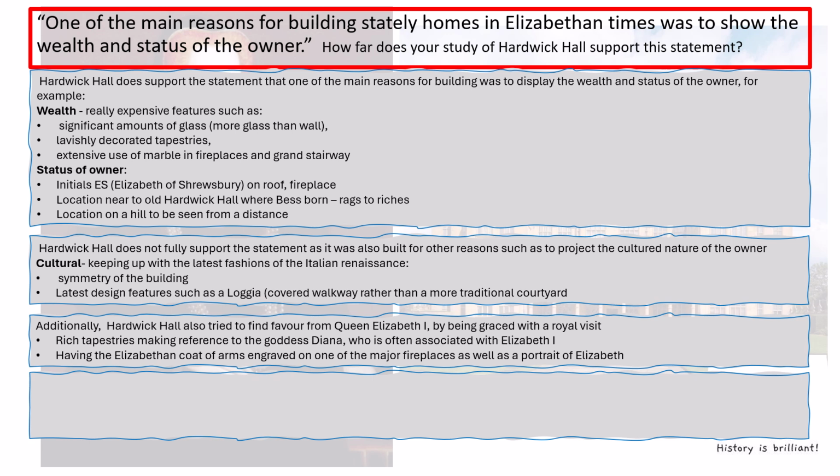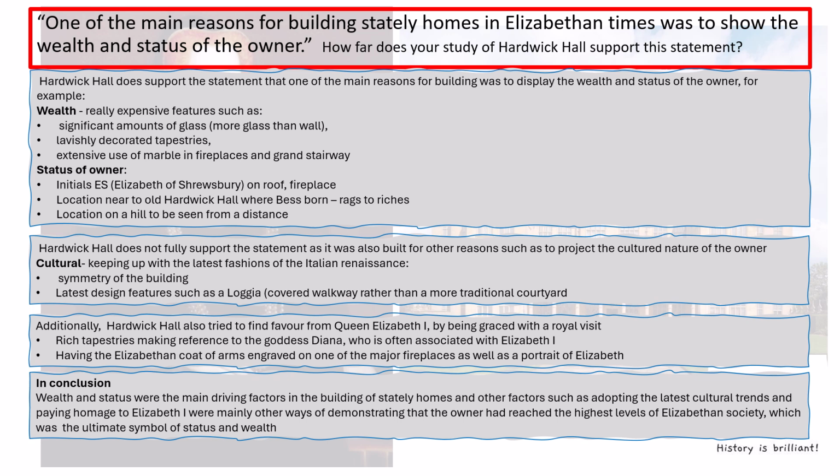Okay, let's get to a conclusion. So I've done one paragraph saying, yeah, I agree with the statement. Two sort of different. But actually what I think is I'm going to try and draw them all together. So, in conclusion, wealth and status were the main driving factors in the building of stately homes. And other factors such as adopting the latest cultural trends and paying homage to Elizabeth I were mainly other ways of demonstrating that the owner had reached the highest levels of Elizabethan society, which was the ultimate symbol of status and wealth.